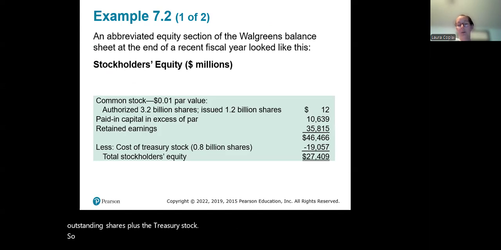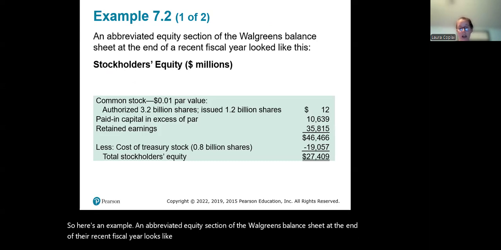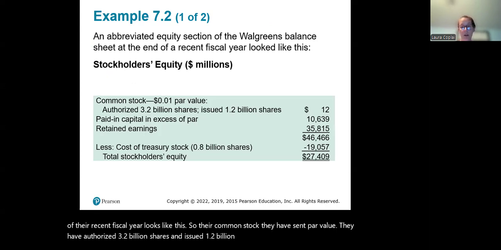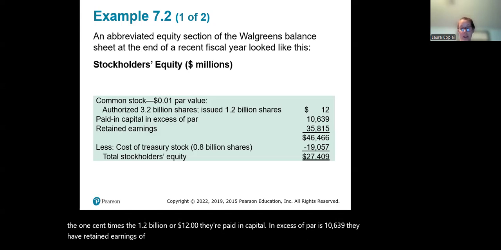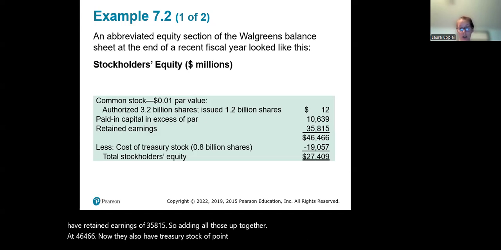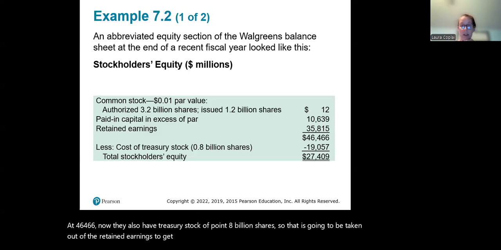So here's an example. An abbreviated equity section of the Walgreens balance sheet at the end of their recent fiscal year looks like this. So their common stock has a one cent par value. They have authorized 3.2 billion shares and issued 1.2 billion shares. So what do they have in total? It's the 1 cent times the 1.2 billion, or $12 million. Their paid-in capital in excess of par is 10,639. They have retained earnings of 35,815. So adding all those together, you get 46,466. Now they also have treasury stock of 0.8 billion shares. So that is going to be taken out to get our total stockholders' equity.